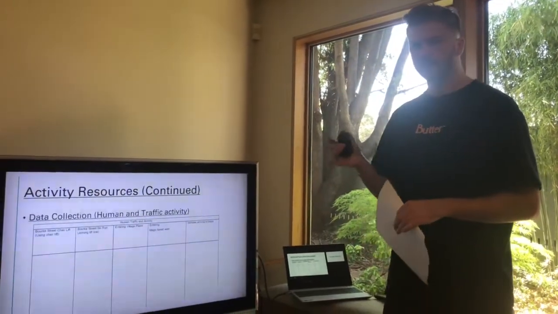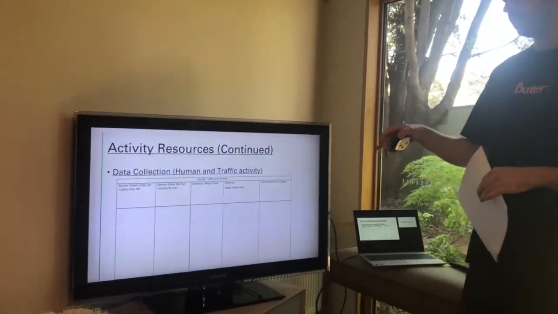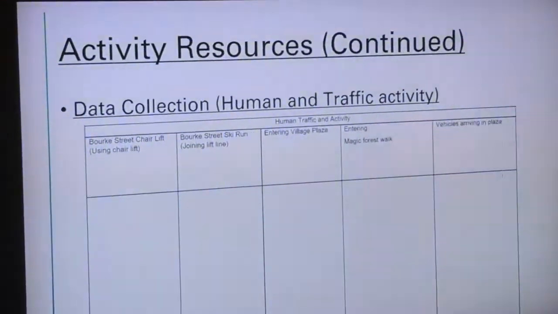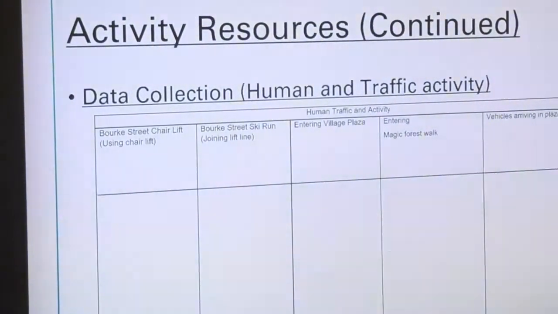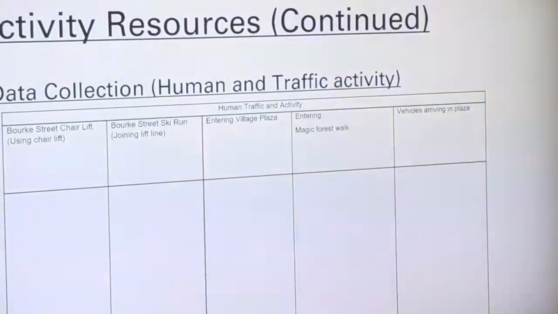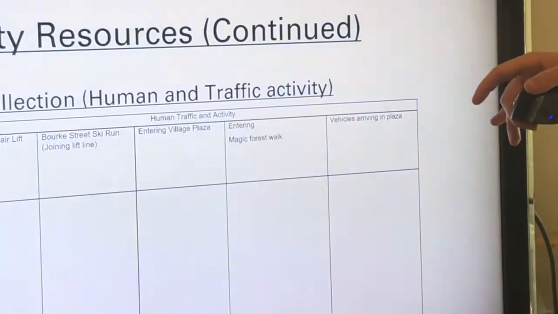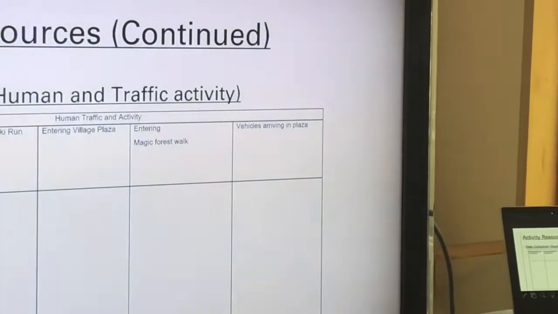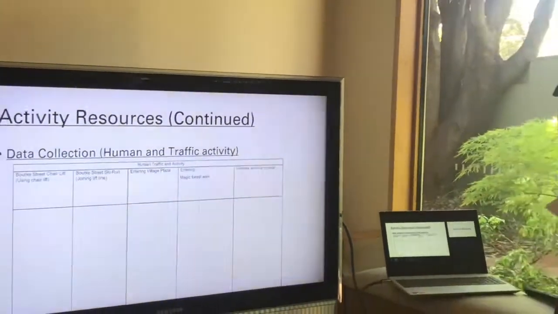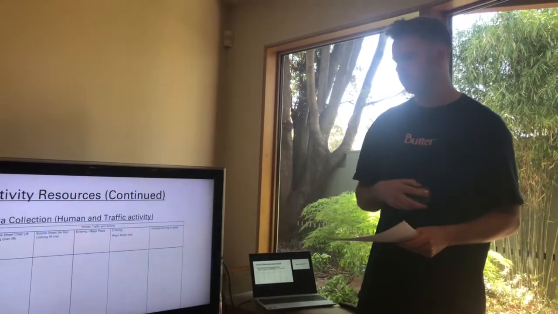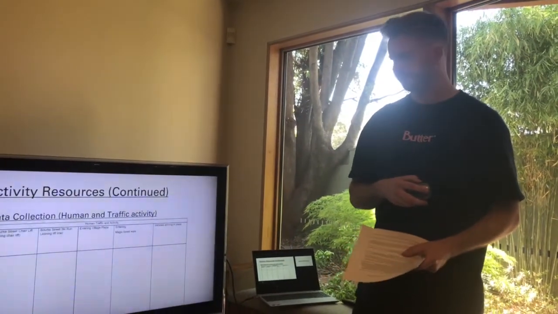After that, they'll move to this second data collection activity, which is a 5-column table, tallying how people come and go from these 5 key areas, being Burke Street chairlift, Burke Street ski run, entering the village plaza, entering the Magic Forest walk, and vehicles arriving in the plaza. Once that data is collected, they'll return to the classroom for the evaluate and elaborate phase to create graphs to represent this data accurately.